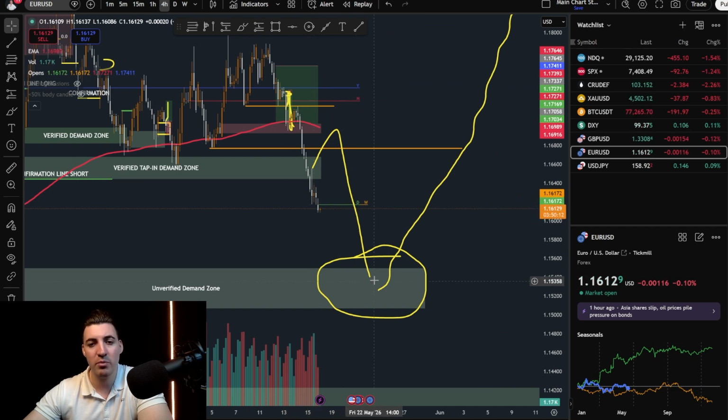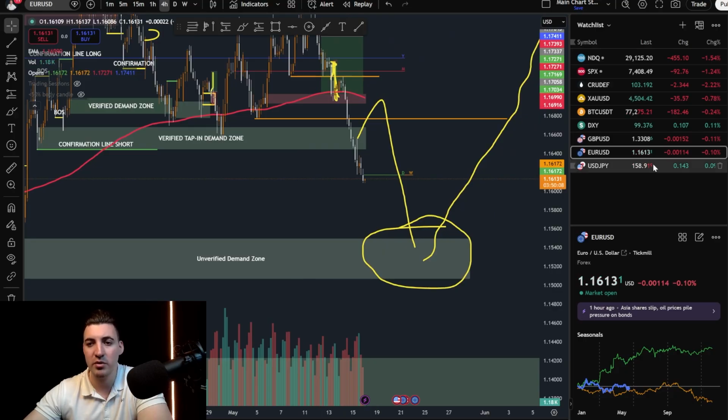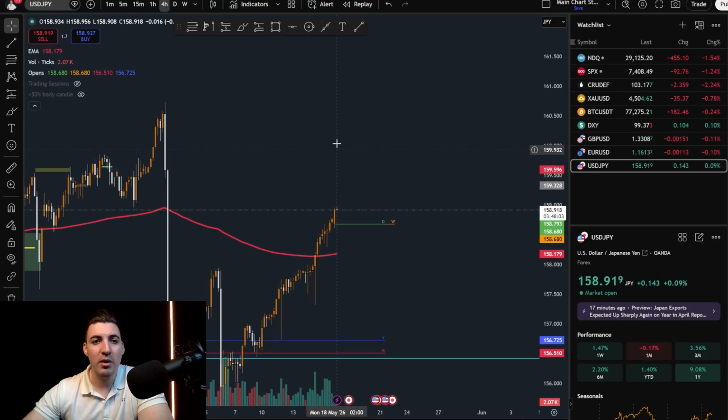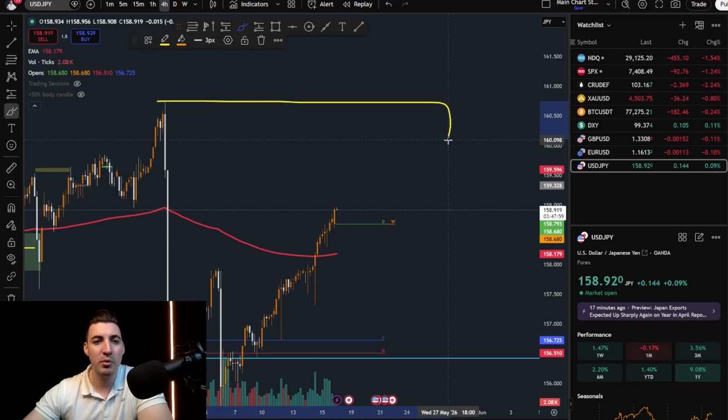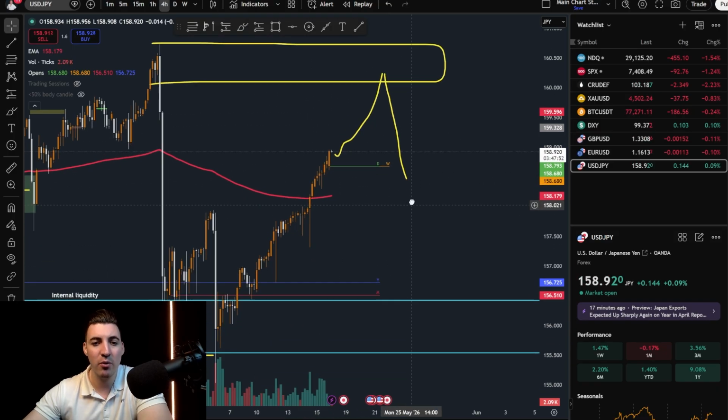I'm just waiting for this price to enter into the zone, and then I will look to enter into a position. US dollar JPY, we can see that the price is slowly clawing back into the upside. What we're expecting is that the price will enter into this region here before seeing any push back into the downside. So I'm just waiting on that for the time being.